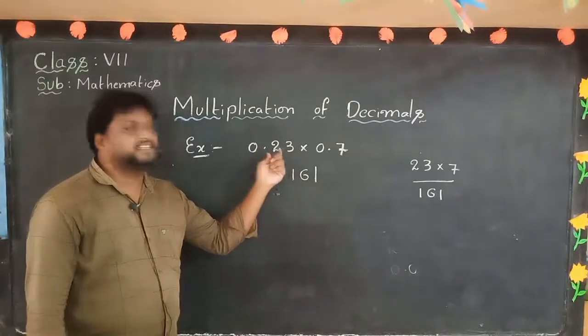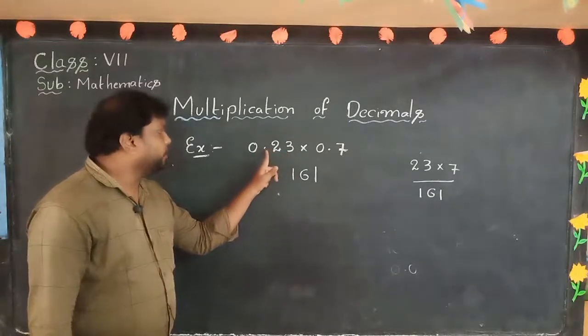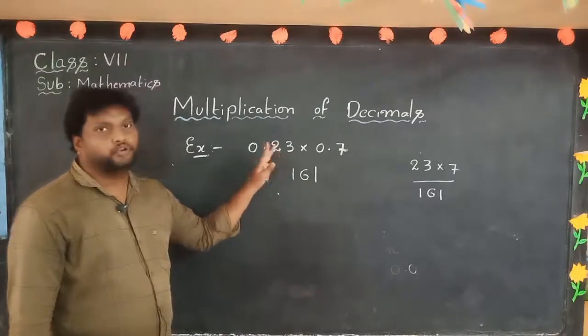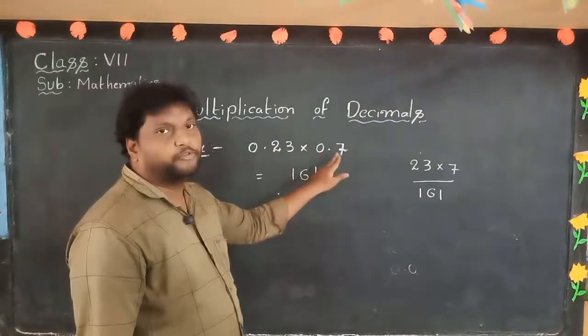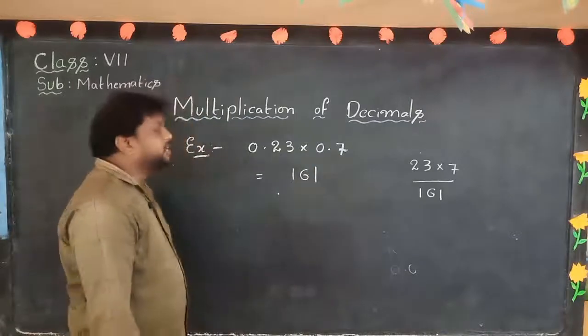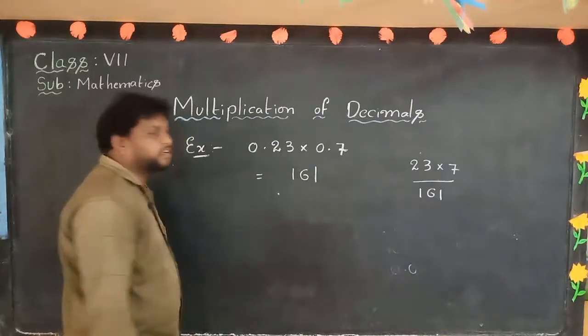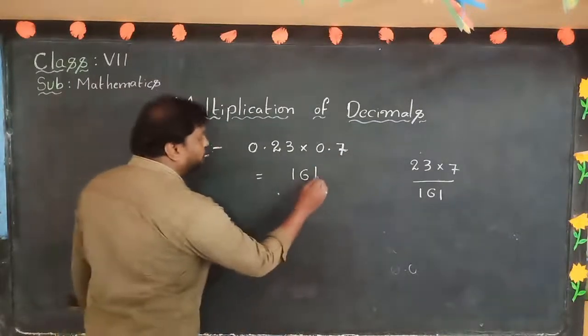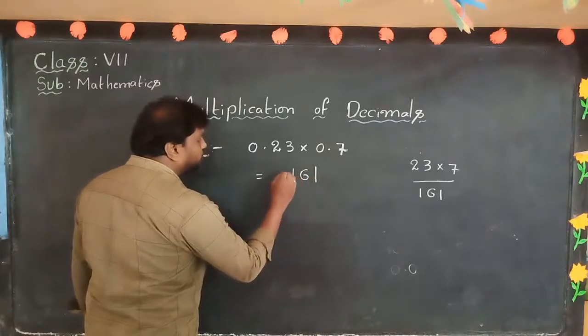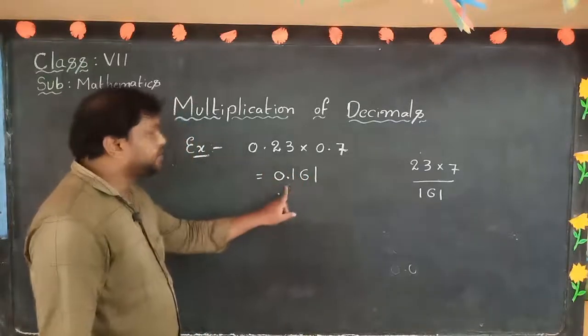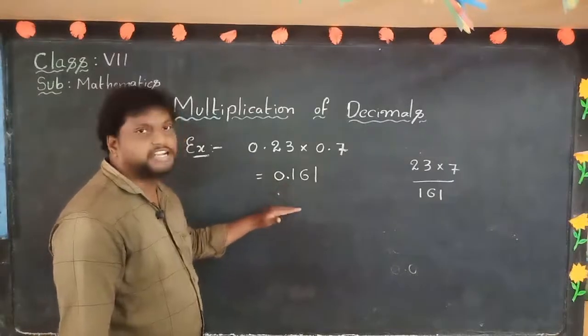How many digits in the decimal part? Count it. After the point, the first term has 2 digits and the second term has 1 digit, total 3 digits. In the decimal part we have 3 digits. That's why count from right side to left side: 1, 2, 3. Here will come the point. This is the general method.